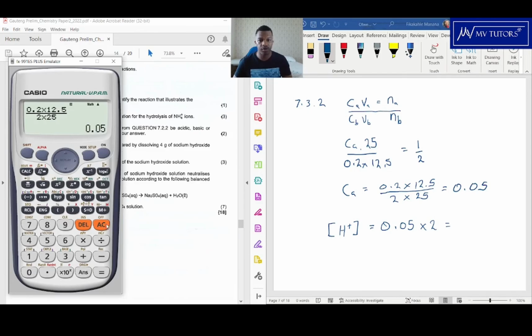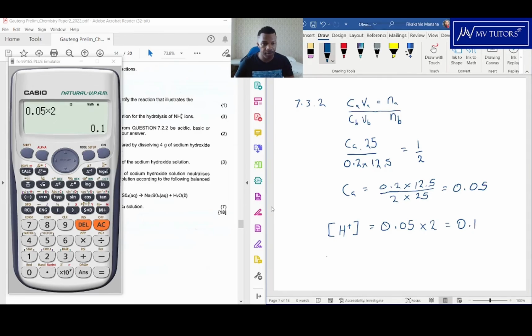Remember, if there's 1 H in that acid, then it's monoprotic. If it's 2 H's, diprotic. If it's 3, it's triprotic, which means you'd multiply by 3 there. So our final answer is 0.1.